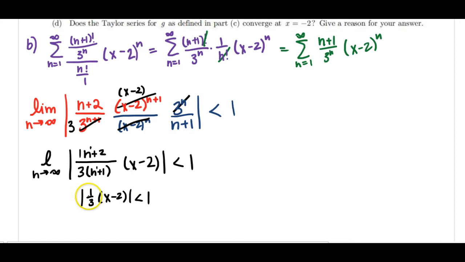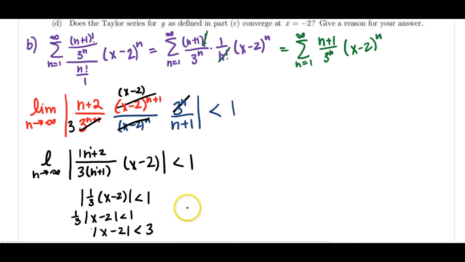So now what I can do is think about pulling out this 1/3 outside of the absolute value because it's already positive, so I can pull it out, and then I can multiply both sides here by 3 so that I can clear this 1/3. If I do that, I'm going to get |x minus 2| is less than 3. And that tells me that 3 is my radius of convergence.